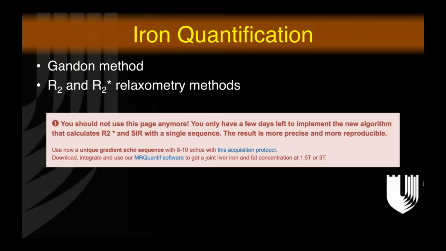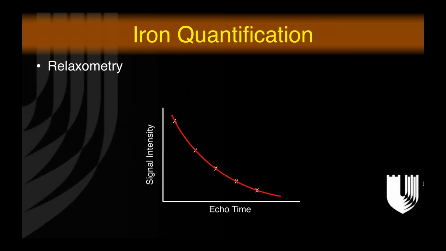And if you look at the web page where this method was described, and you could take your numbers and put them into the web page to get liver iron concentration, you'll now find this warning because the web page is being taken down. The folks who maintain it have decided that this is really not the method of choice anymore, that we should be using one of the other methods. And what are those other methods? The other 2 methods are based on either R2 or R2 star relaxometry.